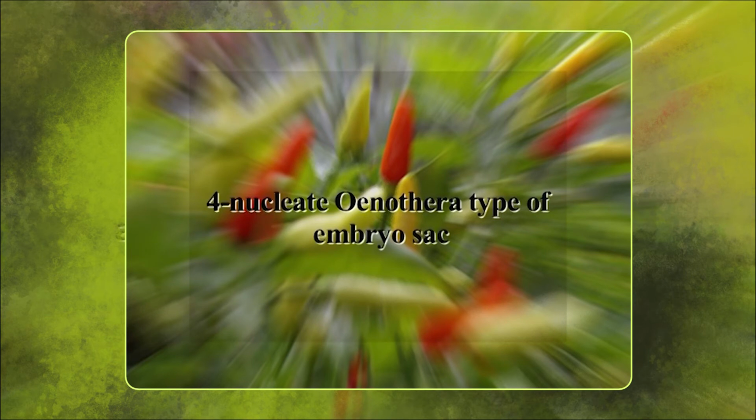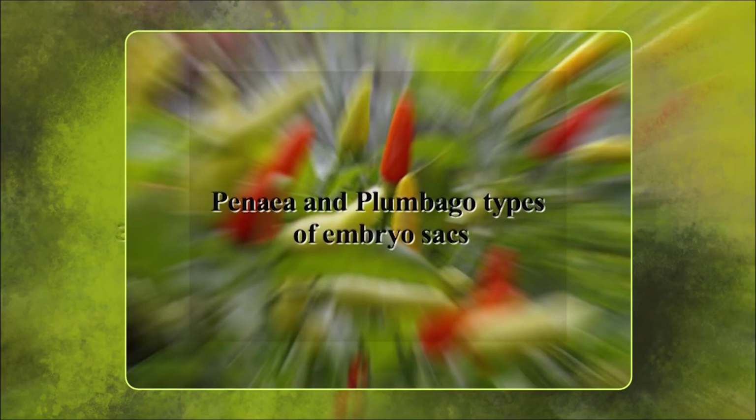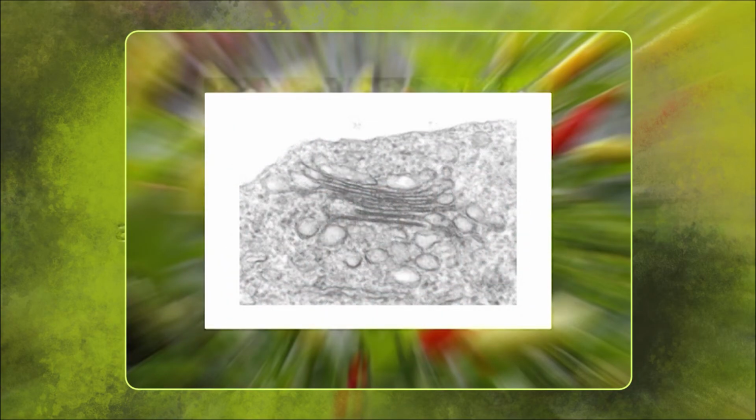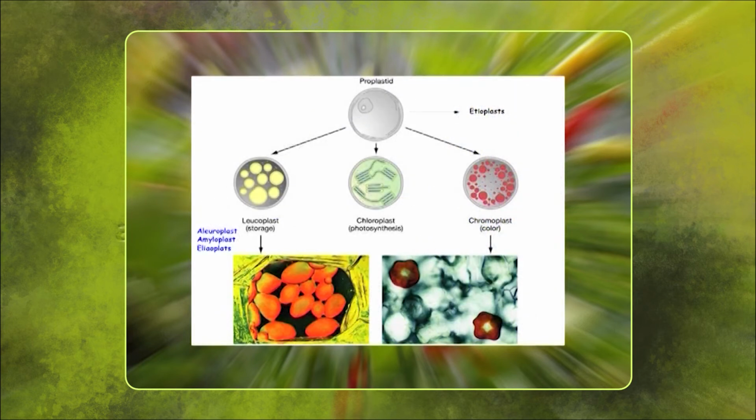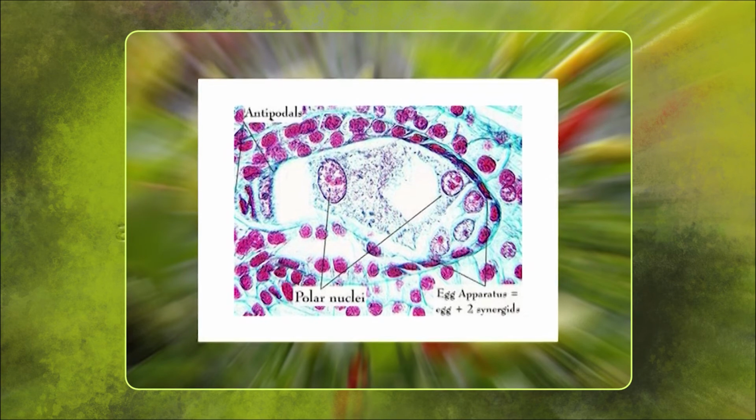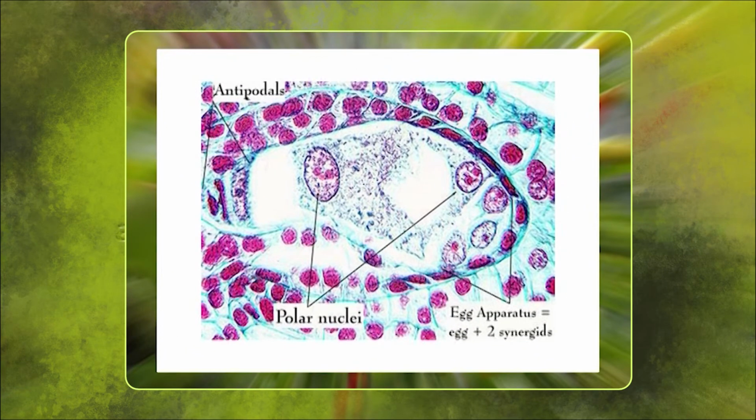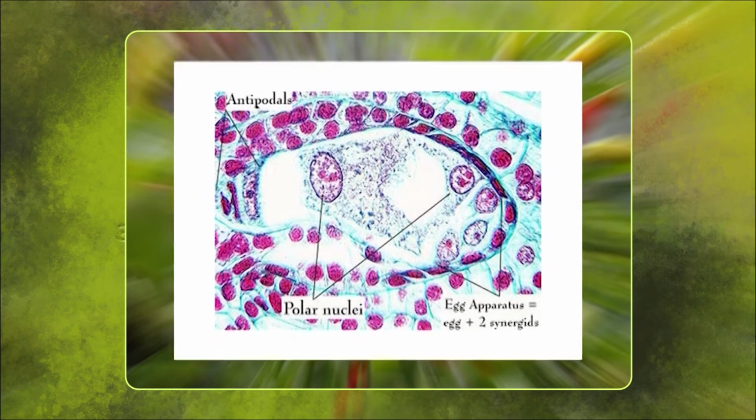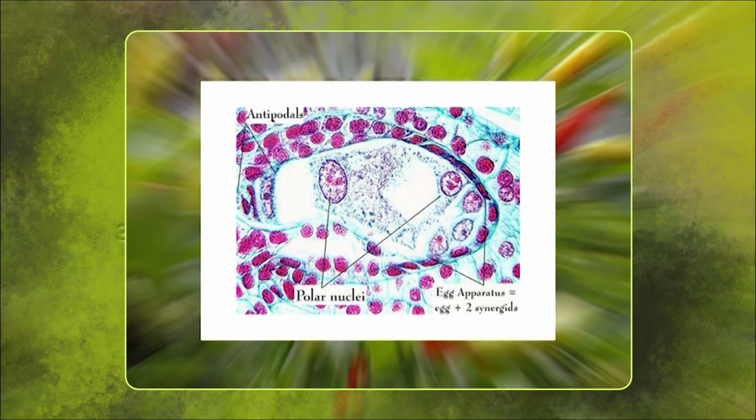There is considerable variation in the number of polar nuclei in an embryo sac. In the 4 nucleate Oenothera type of embryo sac, there is only 1 polar nucleus, whereas Peperomia and Plumbago type embryo sacs have 3 to 4 polar nuclei. The cytoplasm of the central cell has numerous mitochondria, dictyosomes, ribosomes, and plastids. Although there is no connection between the central cell and the cells of the nucellus, the cytoplasm of the central cell is in contact with that of the egg cell, synergids and antipodals through plasmodesmata.